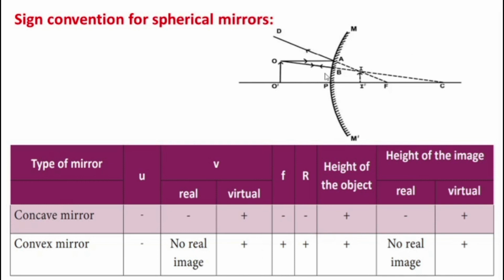Positive sign means the direction along the incident light. You can see the image is formed in the direction along the incident light. So we measure along the direction of incident light, so it is positive. Then the focal length is also positive. This is the focal length. Then the height of the object, perpendicular to and above the principal axis, is positive. For the height of the image, no real images are formed in convex mirrors, but we get virtual images. Virtual images contain the positive sign, meaning above the principal axis.